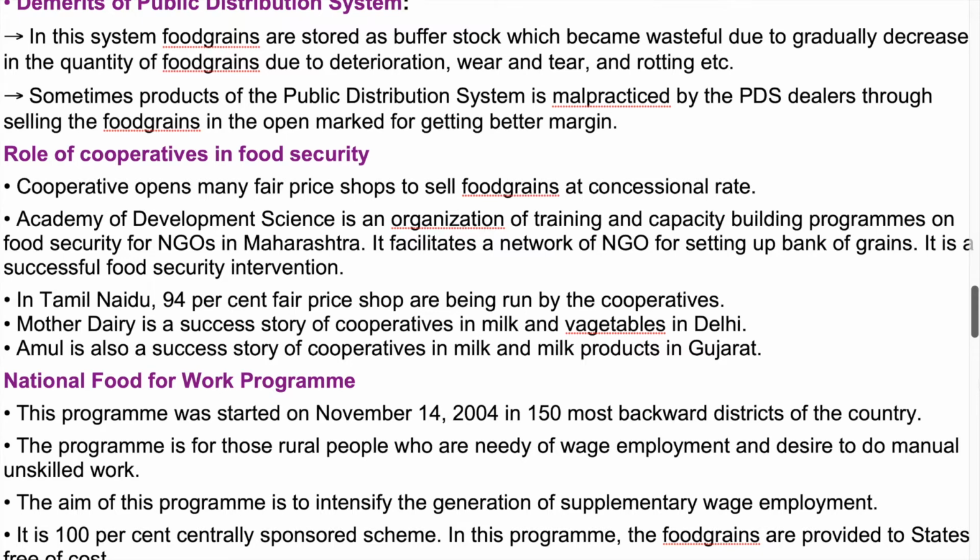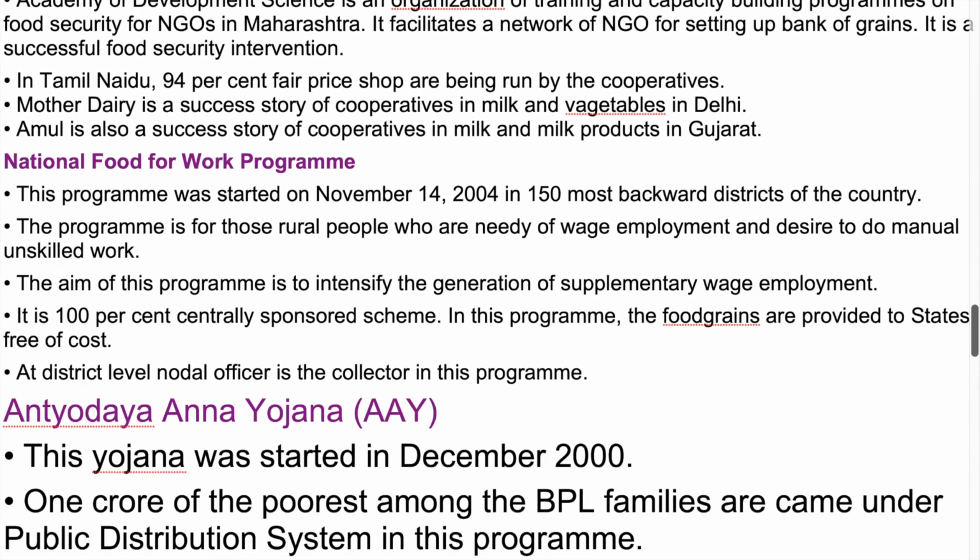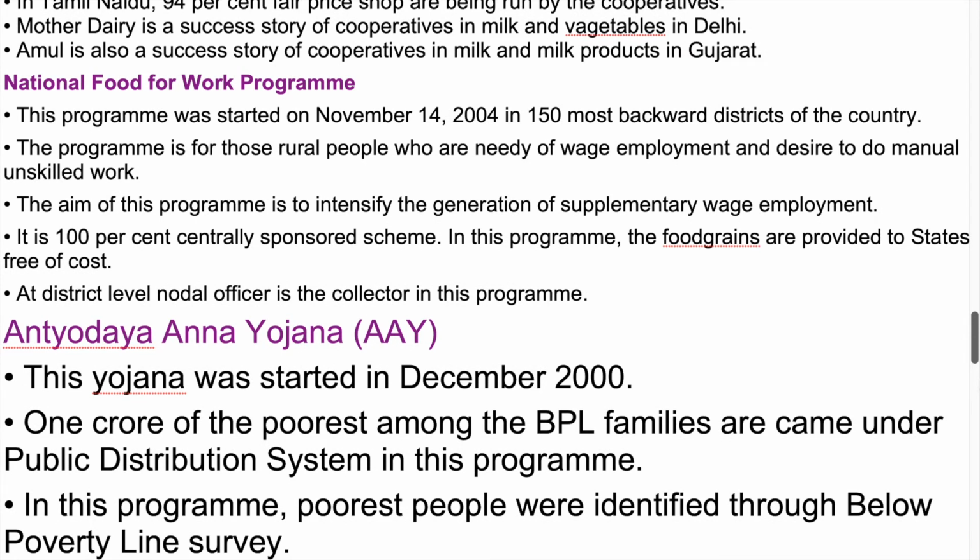National Food for Work Program. This program was started on November 14, 2004 in 150 most backward districts of the country. The program is for those rural people who are in need of wage employment and desire to do manual and unskilled work. The aim of this program is to intensify the generation of supplementary wage employment. It is a 100% centrally sponsored scheme. In this program, the food grains are provided to states free of cost. At district level, the nodal officer is the collector.